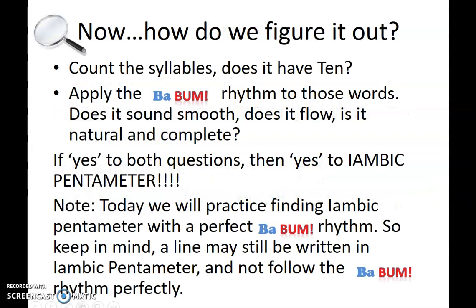But how do you figure out if a line of poetry has iambic pentameter? Well, the first thing you do is count the syllables. Does it have 10 syllables in the line? And then you apply the ba-bum rhythm to those words. Does it sound smooth? Does it flow? Is it natural and complete? If you answer yes to both of these questions, then more than likely it is iambic pentameter, okay?